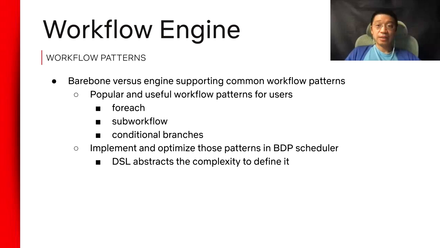Similarly, we add support for subworkflows and conditional branching. Subworkflow support allows a workflow job to run another workflow, and conditional branching allows running some jobs only if the condition is true. Directly supporting them in the engine enables us to optimize those features and provide a consistent way to realize those patterns. Additionally, DSL support can help to reduce the complexity of defining them.